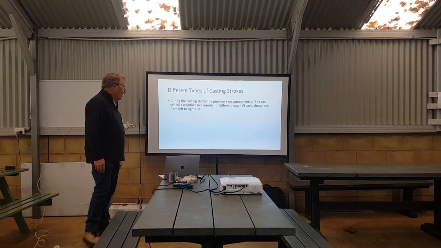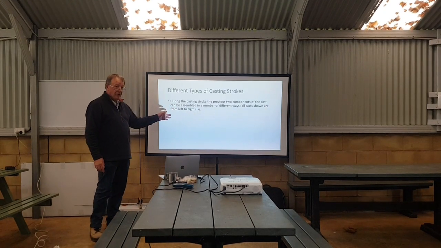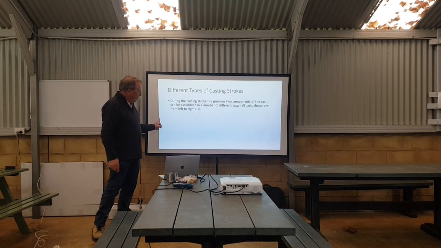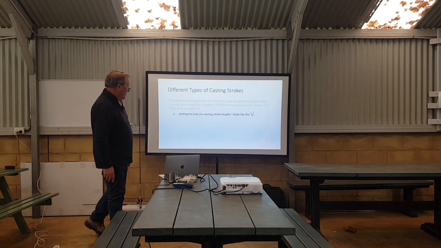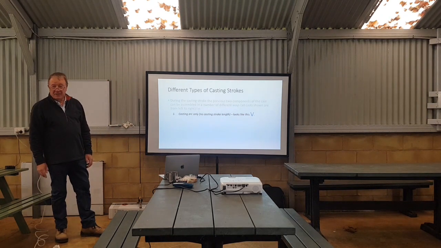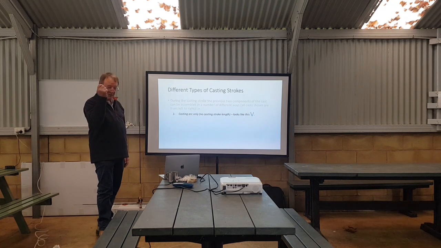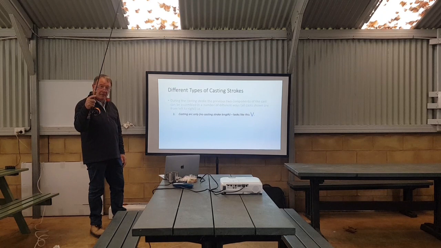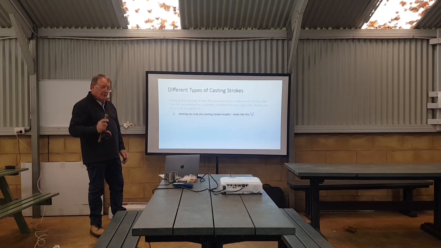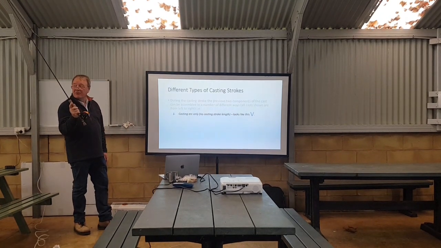So during the casting stroke, we can assemble those two components in a number of ways, and in every little illustration I've got on here, you're looking at a cast that's being made from left to right as you look at it. So the first one is we're going to use casting arc only, no casting stroke length, and that simply looks like this. You occasionally see some beginners casting like that. Their interpretation of what they've seen is that we're casting like that.